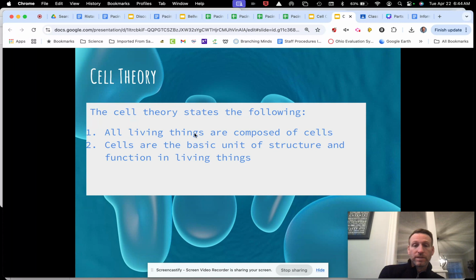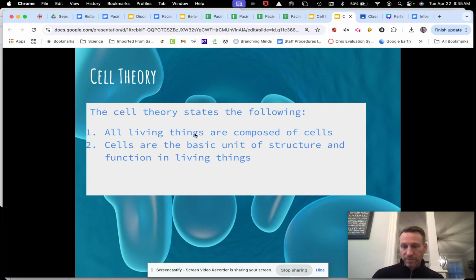Now, that last part, in living things, is actually very important because for the basic unit of structure in just anything, the argument could be made, well, then you're talking about the atom, right? But if we're talking about the basic unit of structure and function in living things, now we're talking about cells. Because everything that organism does in terms of its processes to be able to function and stay alive comes down to the basic unit of that cell.